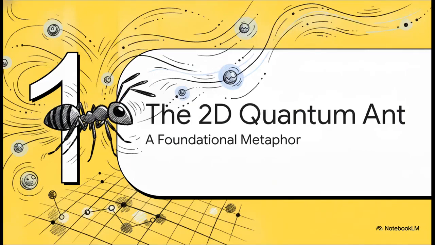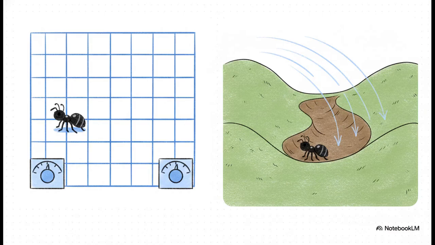All right, section 1, the 2D quantum ant. Let's really unpack this foundational metaphor. Think about what that ant actually experiences versus what it doesn't. In our quantum setup, the x and y coordinates are basically our control knobs, stuff like gate voltage and magnetic fields. You know, the dials we're physically turning in the lab.